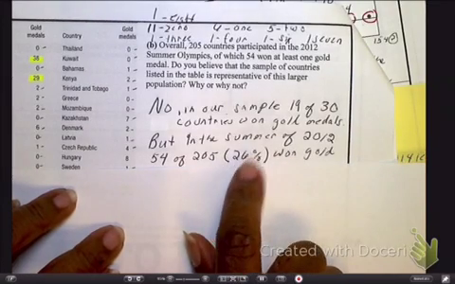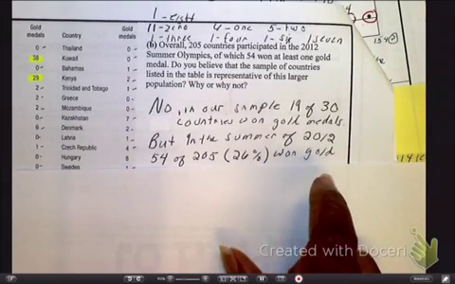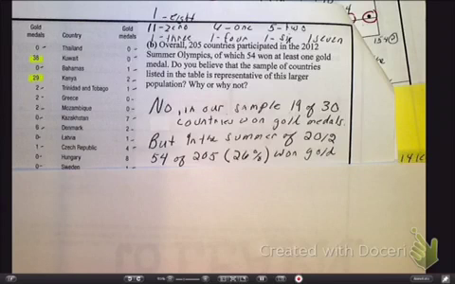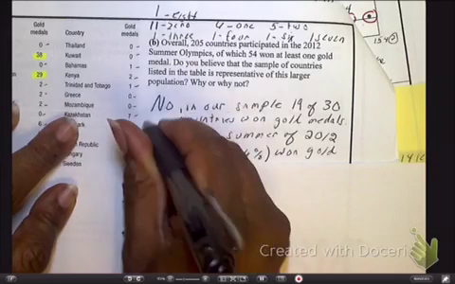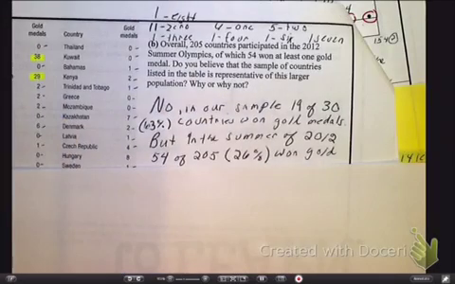So only 26% won the gold in 2012, whereas, I didn't write it down, let me get a calculator, 19 divided by 30 is 63%. Our group, 63%, won a gold medal. So no, it is not a good representative sample. The percentages are just way too off.